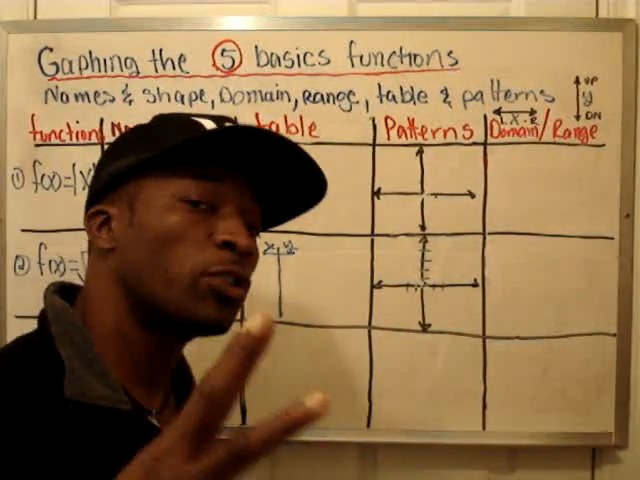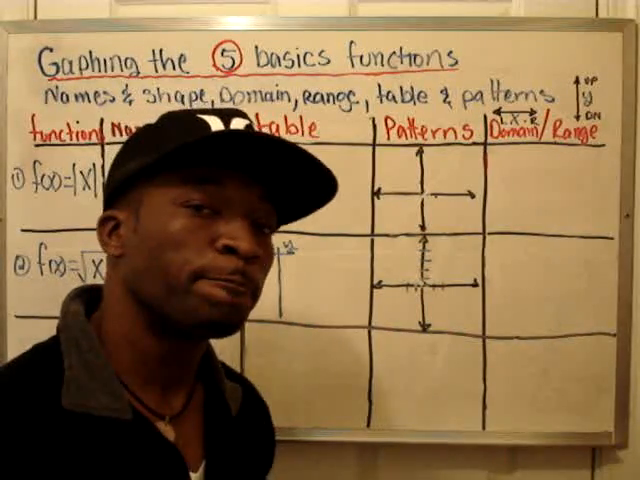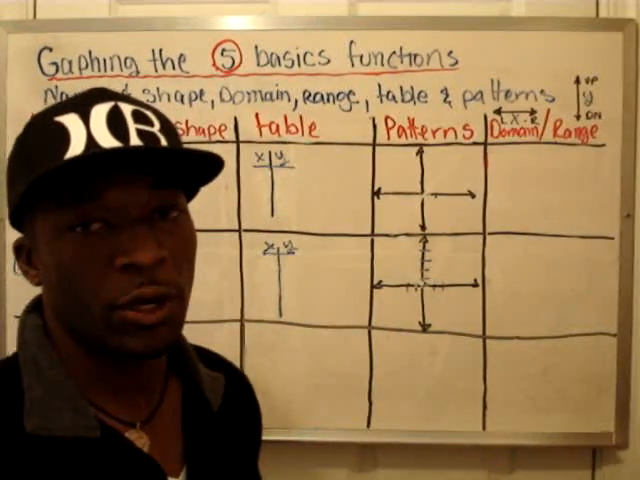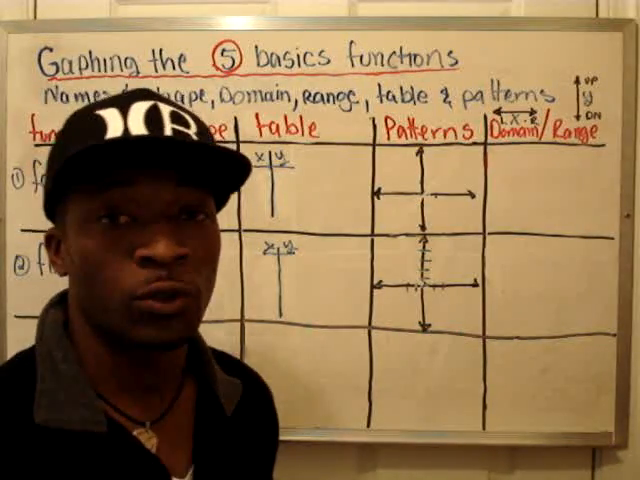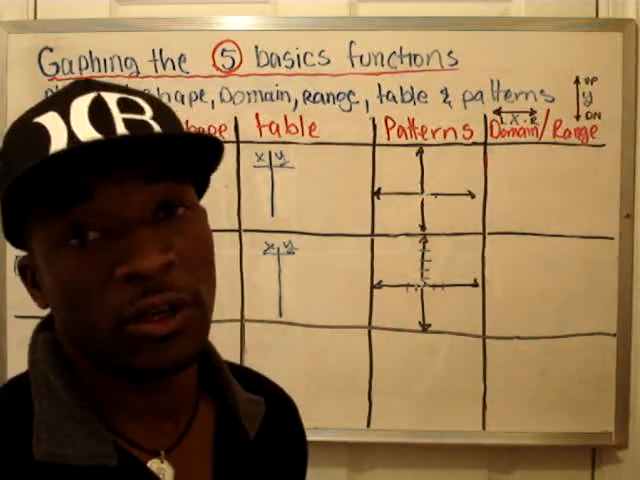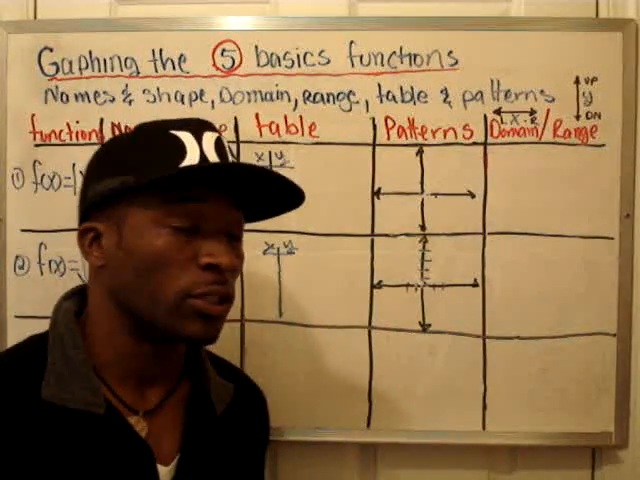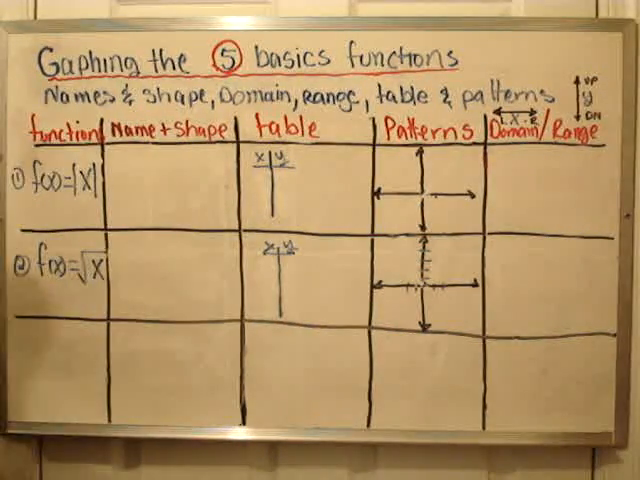We covered the first three of the graphing in the previous video in part 1, and this is part 2. We're gonna cover the last two. The last two are the absolute value function and then the square root function. So we're gonna get started with that.